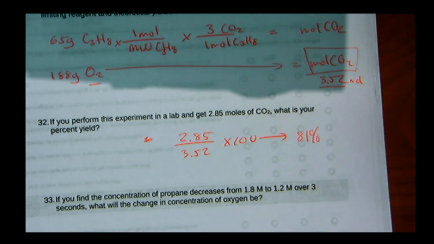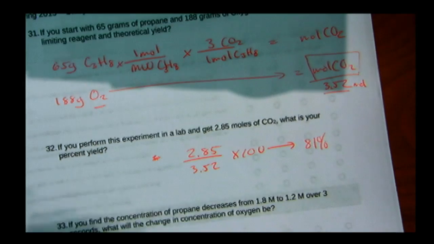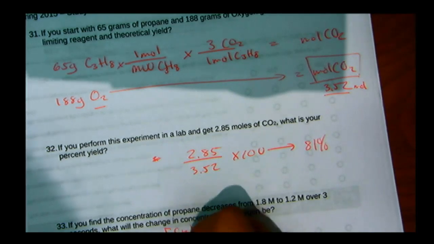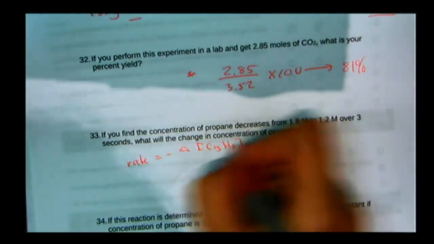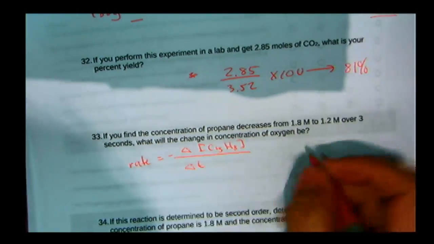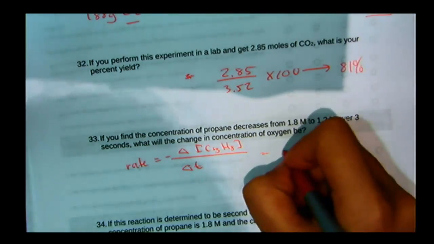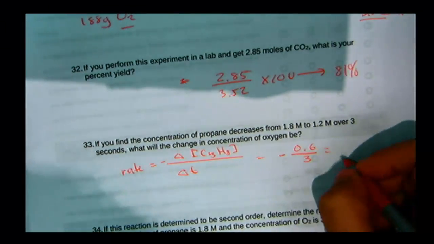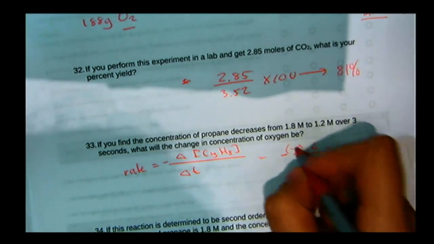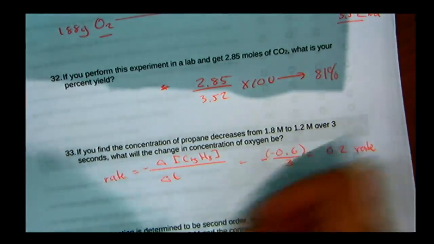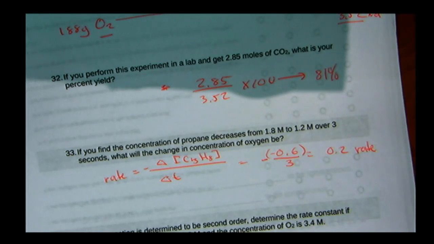Okay, if you find the concentration of propane decreases from one molarity to another over 3 seconds, what will the concentration change in oxygen be? You're going to use this equation: rate equals negative change in propane, C3H8, over change in time. Your change in concentration is going to be 0.6 over 3 seconds. It's going to be negative, and you should get a negative value up here. And then you should get 0.2 for your rate. That would basically be your answer.